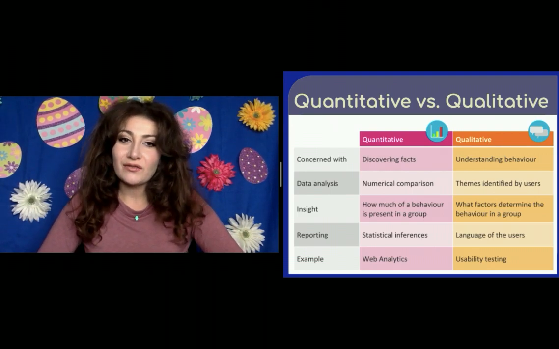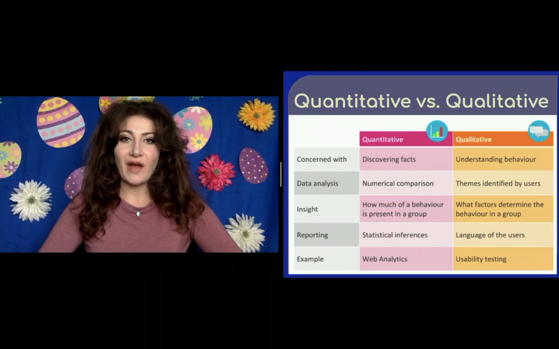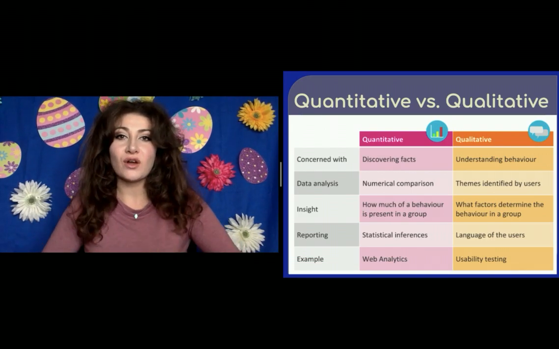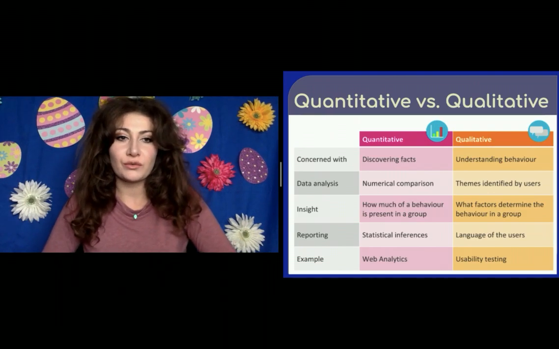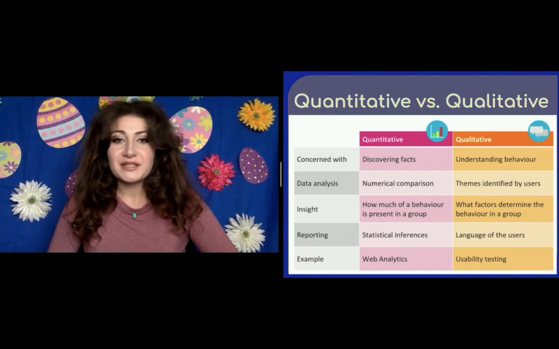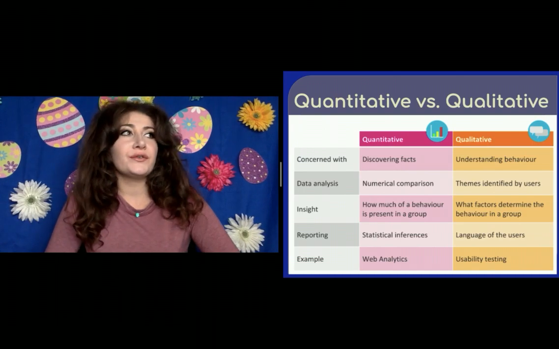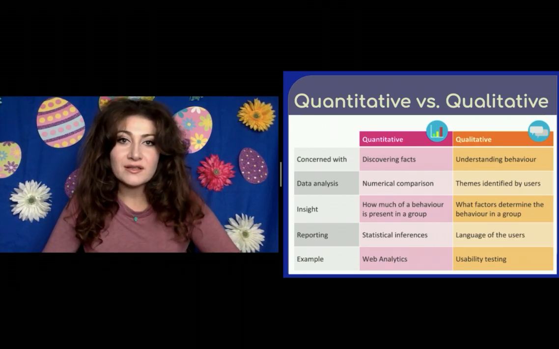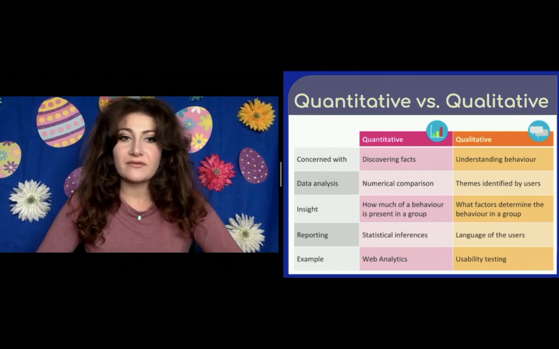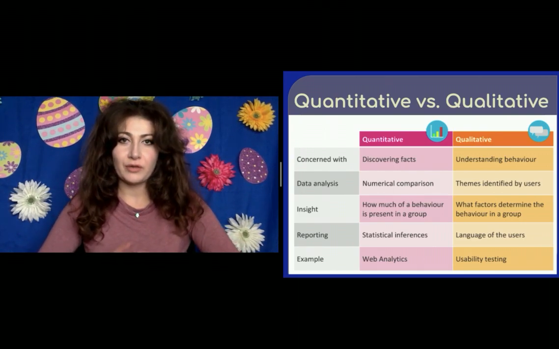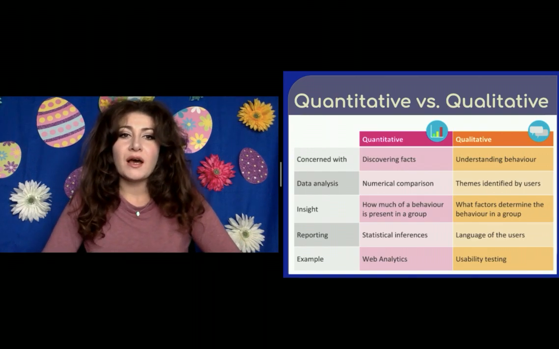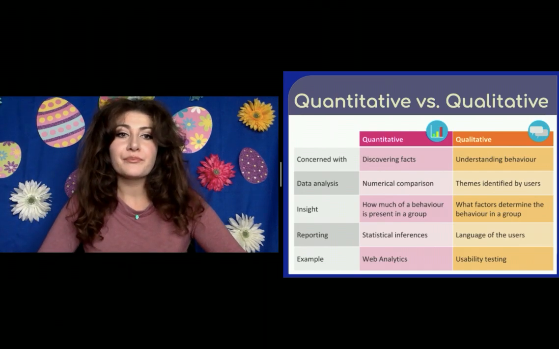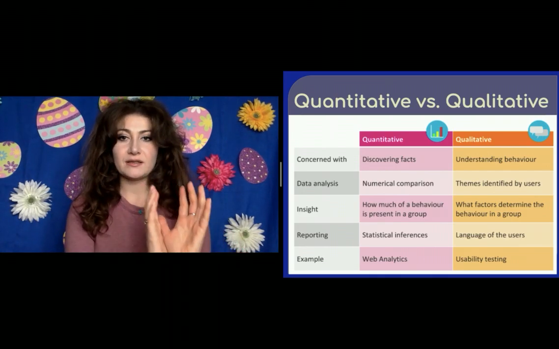When we do quantitative research, we're more concerned with discovering facts. We want to understand what the facts are versus why people are behaving a certain way. If we talk about the data analysis, or the format in which we collect the data, qualitative research is typically going to be structured around patterns that we've identified by interviewing these 5 to 7 people, and they're typically in the form of words or quotes.